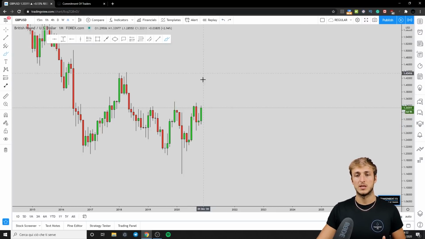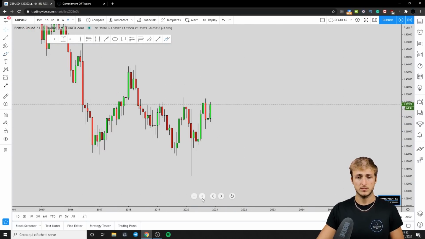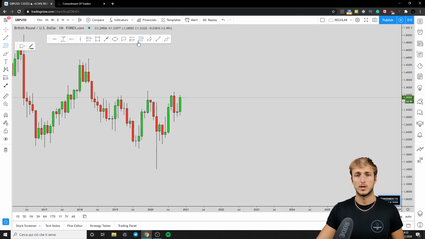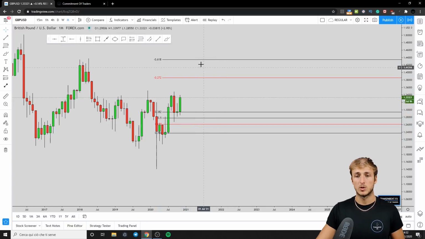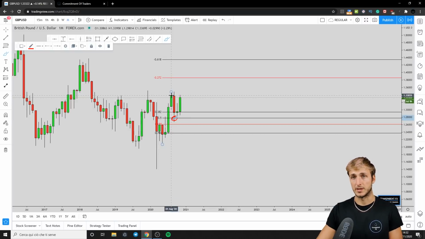And generally speaking, once you have an impulse, if you want to measure the correction, what you have to do is take your Fibonacci from the low to the high of the impulse. And if we do this on GBP USD on the monthly time frame, what we can see is that the market has first tested the 50% of the Fibonacci taken on this monthly impulse, and then the 0.32. So basically moving step by step.